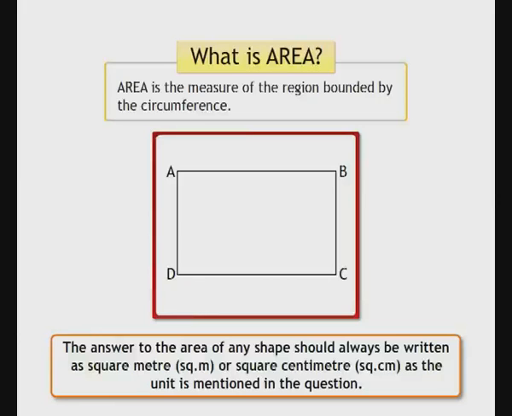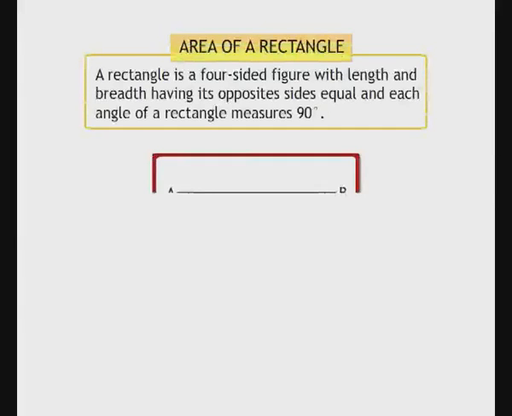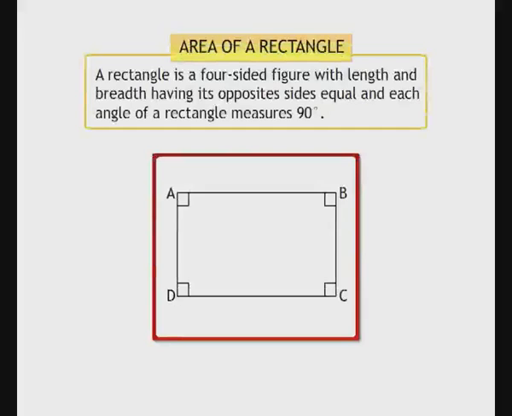To begin, let's start with the area of a rectangle. What is a rectangle? A rectangle is a four-sided figure with length and breadth having its opposite sides equal and each angle of a rectangle measures 90 degrees. Now let us draw a rectangle and find out its area with the given length and breadth.